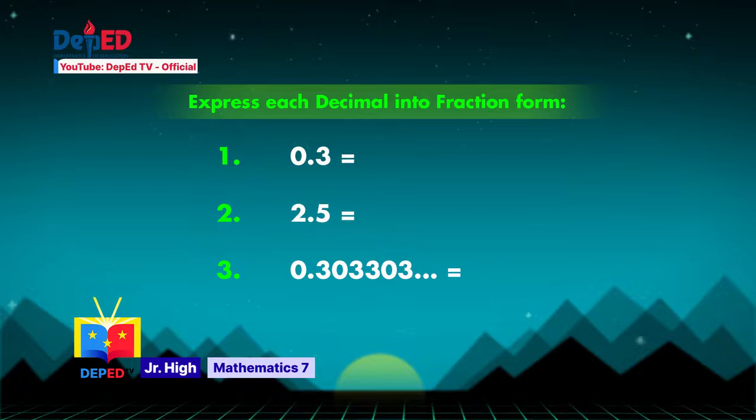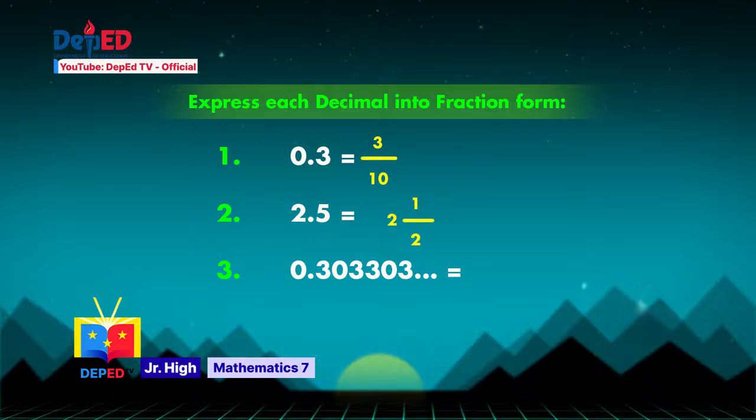Let us check your answers for letter B. Number 1. What is the fraction form of 0.3? The correct answer is 3/10. For number 2. Very good! The answer is 2.5. For number 3, that is 101 over 333.